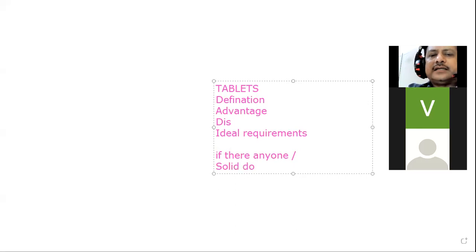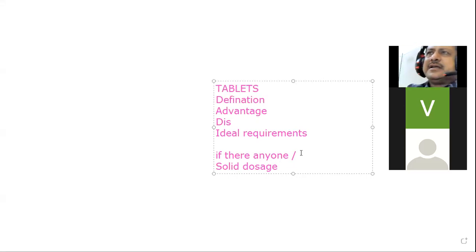I hope my dear students, you may have studied different types of dosage form when you were in first year B Pharm. That is, we have solid dosage form, then we have semi-solid dosage form, then liquid dosage form. Under solid dosage form we have tablets, then capsules, then powders. Then for semi-solids we have creams, gels, lotions. So this is what we have under the various types of dosage form.